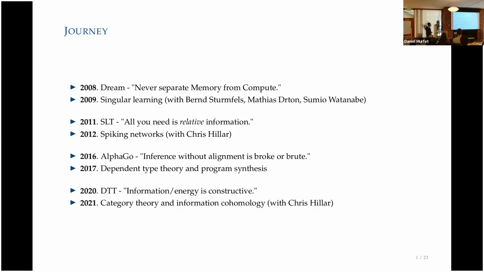And then in 2011, after having worked in SLT for a while, I realized that the key was KL divergence, that if you could relate anything to KL divergence, you then understand everything else. You could understand the generalization error, you can understand asymptotic behaviors, you could think about the zeta functions, you can do all kinds of things once you have the relative information. Then this is when I started working with Chris Hillar.